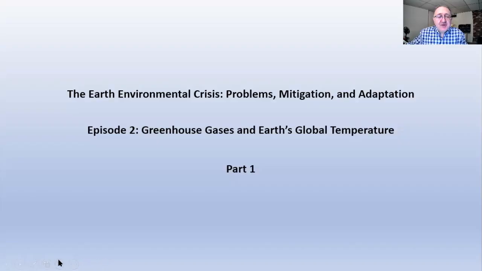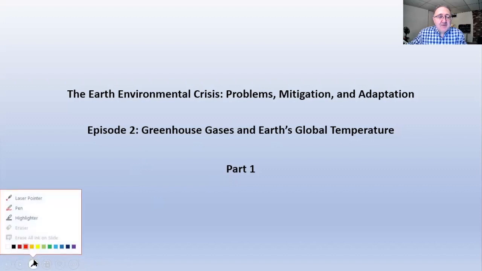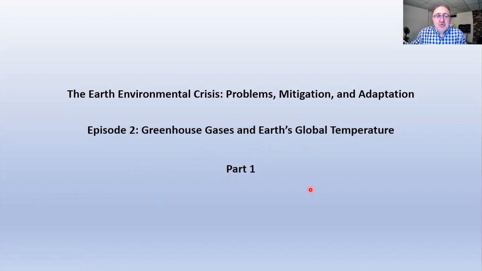The first slide is telling us that this is the Earth environmental crisis, problems, mitigation, and adaptation. This is episode 2, greenhouse gases and Earth's global temperature. And this is part 1 of this series, episode 2. I'll go ahead and have a part 2 coming up very soon of episode 2, greenhouse gases and Earth global temperature.